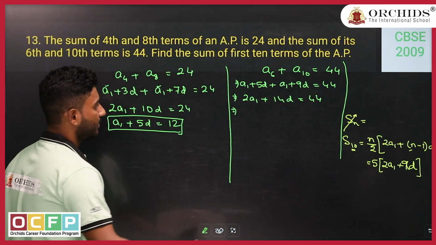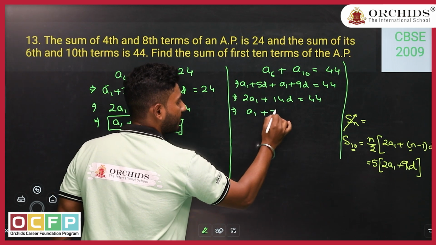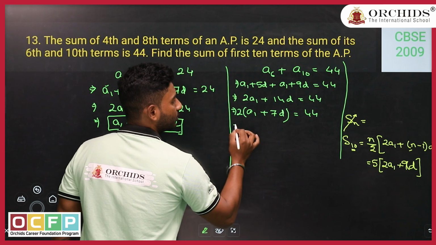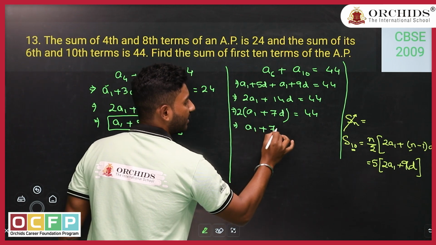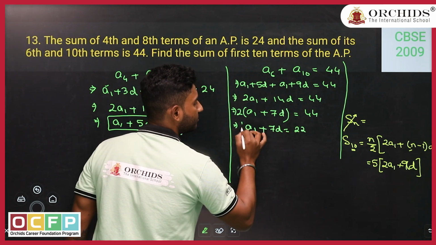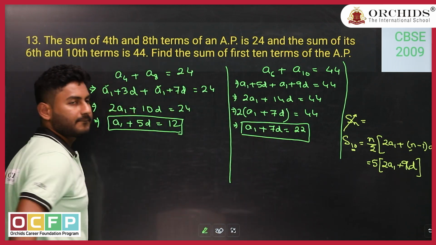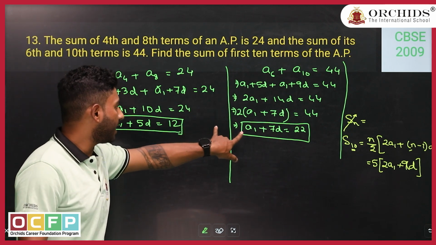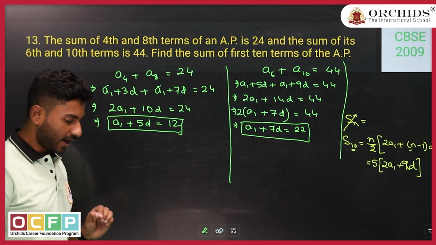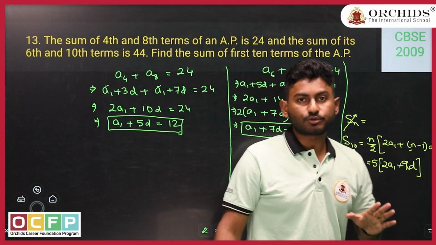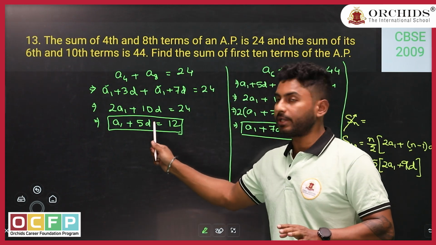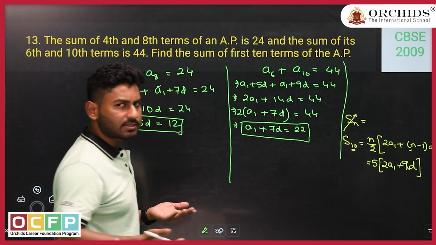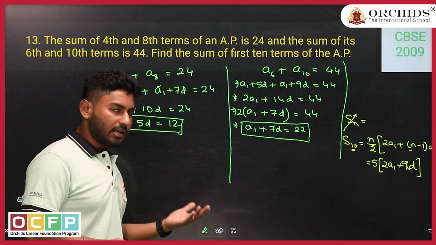Again, take 2 common. When I take 2 common, A1 plus 7D. So I am taking 2 common here, and I am getting A1 plus 7D equal to 22. Again, 2 equations I have and 2 variables I have. I think we know how to solve linear equations. How to solve it? Use any of the methods. Substitution method you can use. Okay, elimination method you can use.